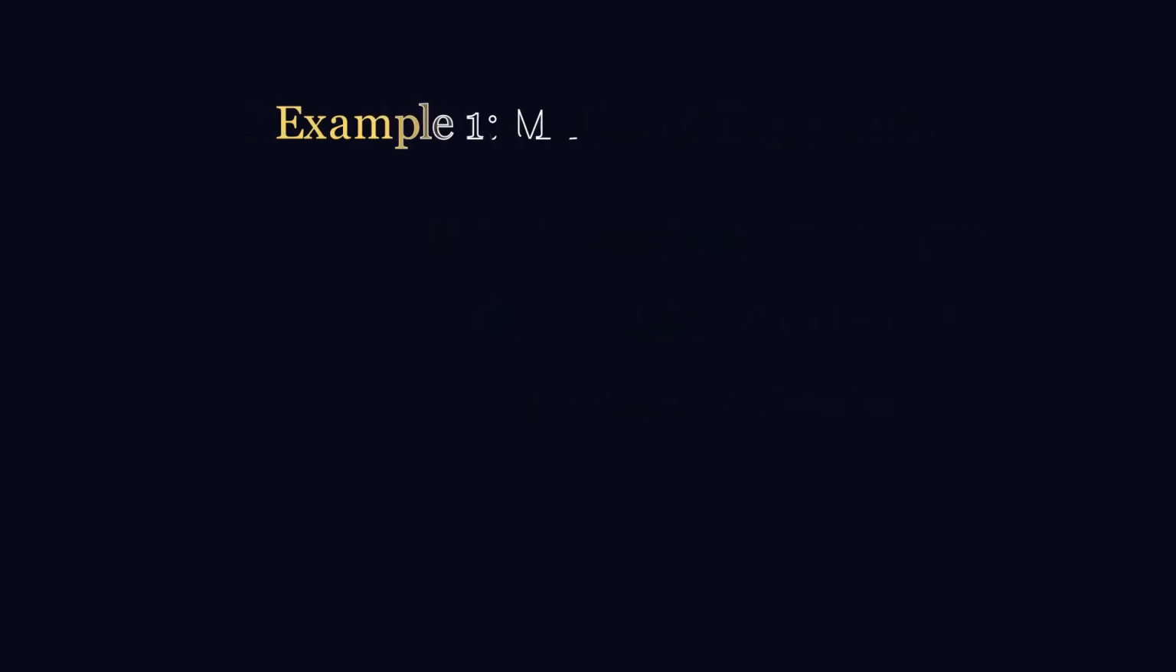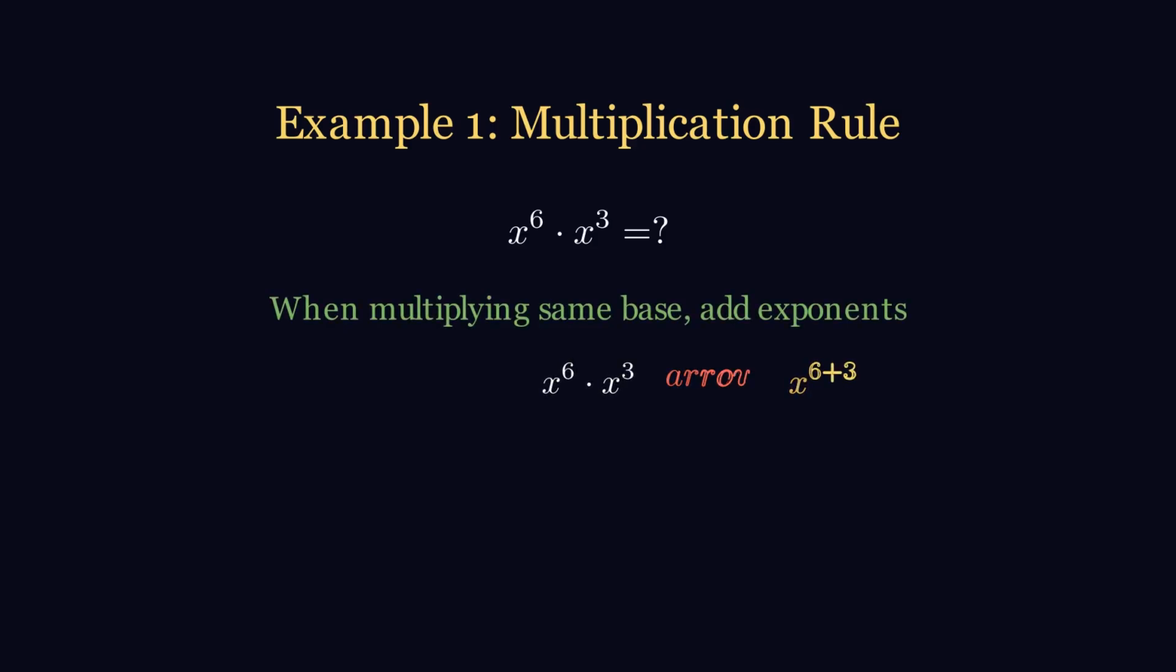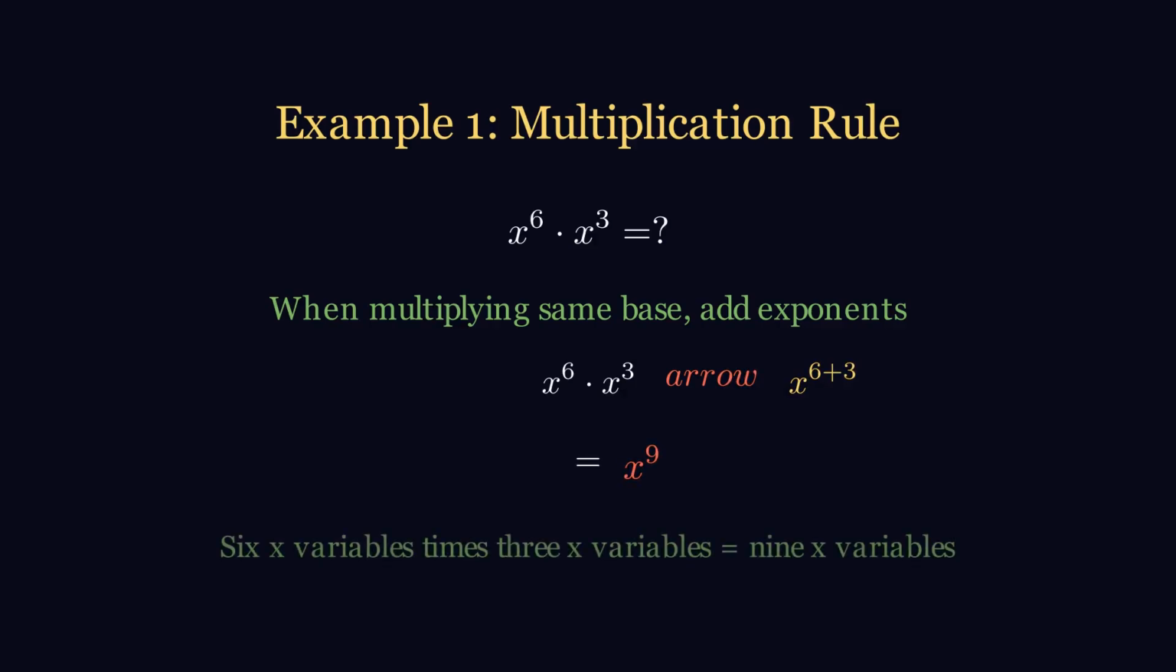What happens when we multiply x to the sixth power by x to the third power? Can you figure out what this equals? When you're multiplying terms that have the same base, there's a specific rule you must follow. You need to add the exponents together. So 6 plus 3 gives us 9. The result is x to the ninth power.